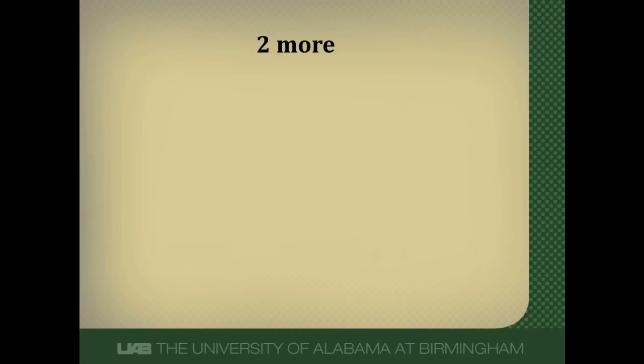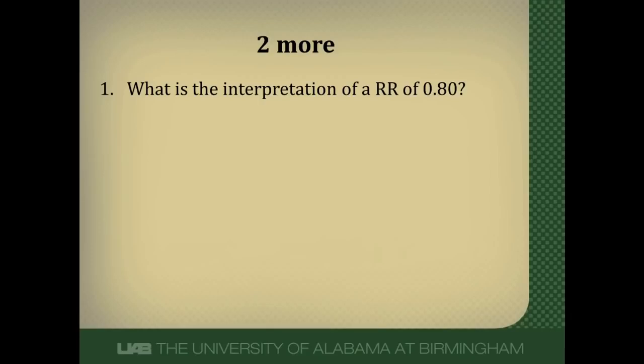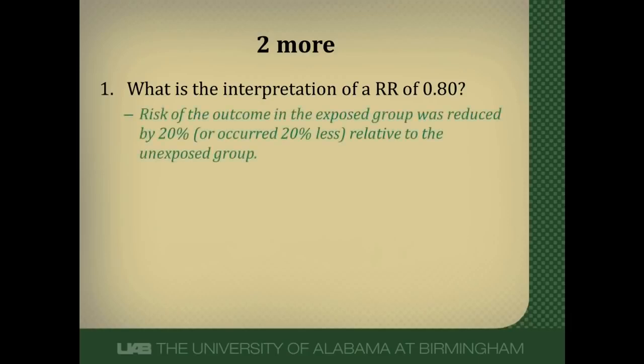So let's do 2 more examples, see if you really understand this. So the first one is I want you to interpret a relative risk of 0.8. Pause the video, come up with your answer, restart to see how I answered it. So what did you get? So what I got is a relative risk of 0.8 means that risk of the outcome in the exposed group was reduced by 20% or occurred 20% less relative to the unexposed group. Remember that 1 minus relative risk is 0.2 or 20%.